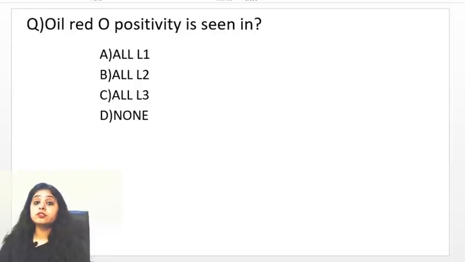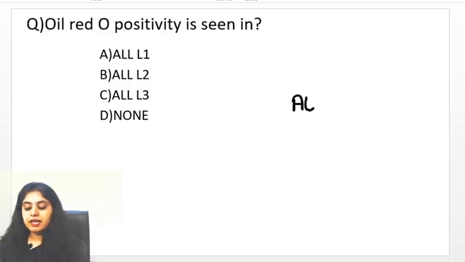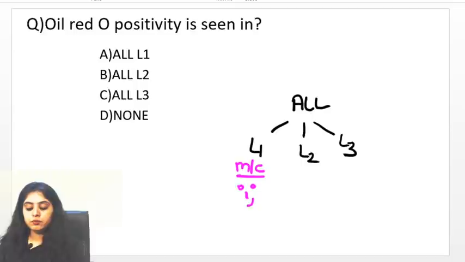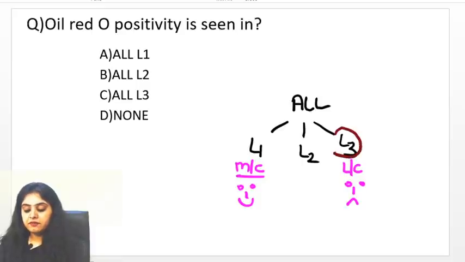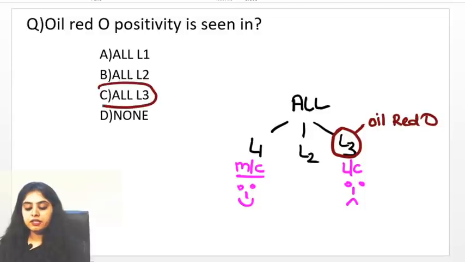Oil red O positivity is seen in which type of ALL, if at all, or none? Let me tell you, ALL, acute lymphoblastic leukemia, is L1, L2, L3. L1 is the most common and has a good prognosis. L3 is the least common and has a bad prognosis. The one that shows oil red O positivity is L3.